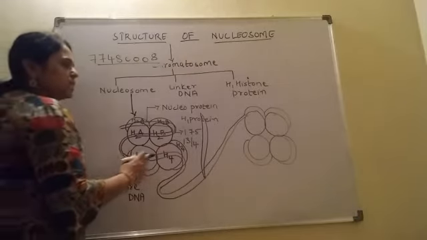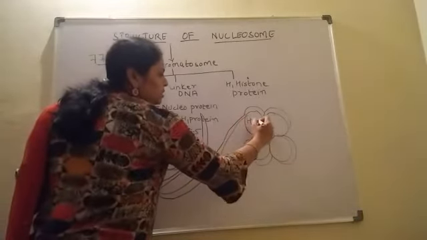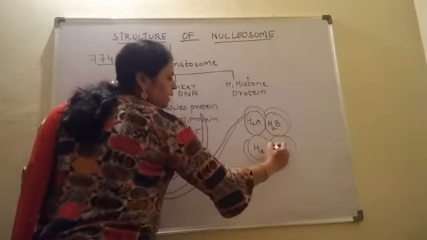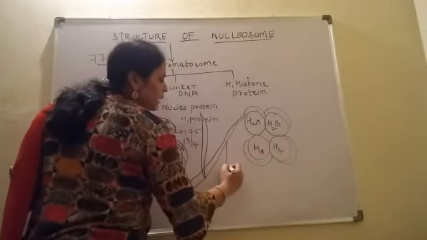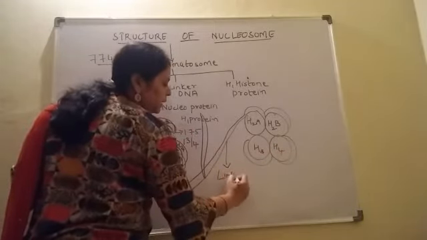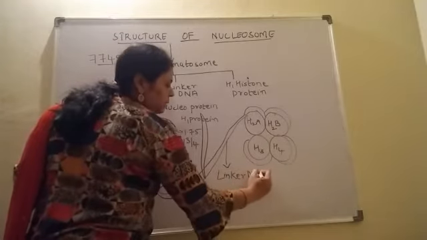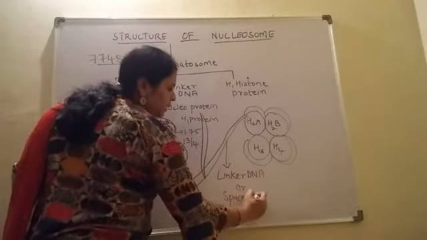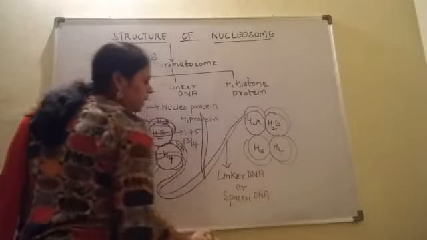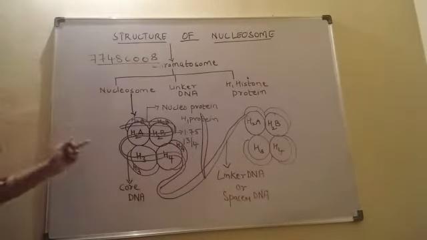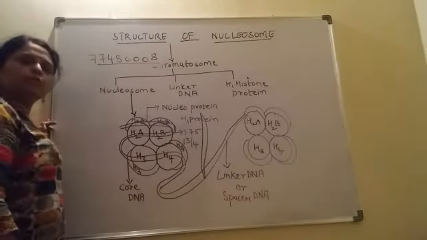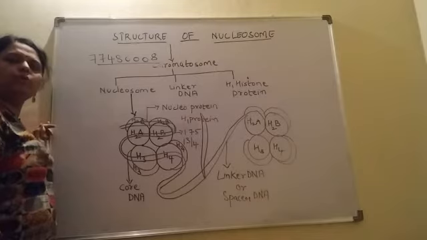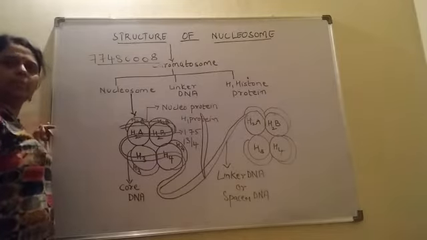And this nucleosome is connected to the other nucleosome, which also contains all 4 types of histone proteins, with the help of DNA called linker DNA or spacer DNA. This linker DNA or spacer DNA will connect both the balls of the nucleosome, each consisting of an octamer. An octamer is nothing but a combination of 4 types of histone proteins in 2 numbers.